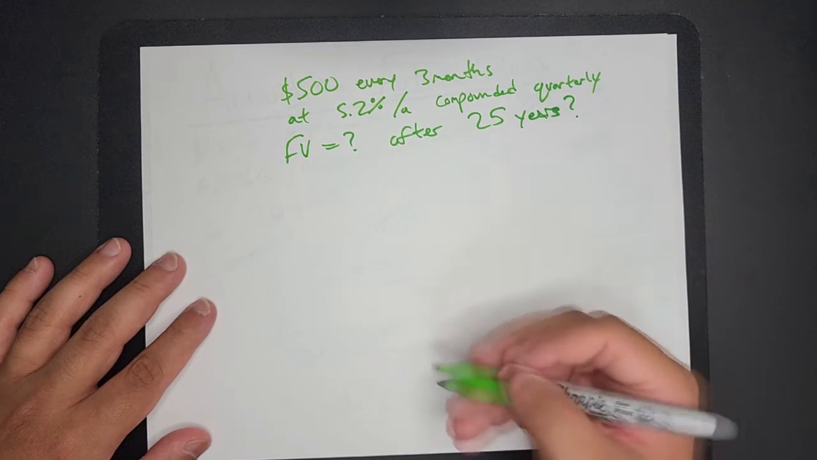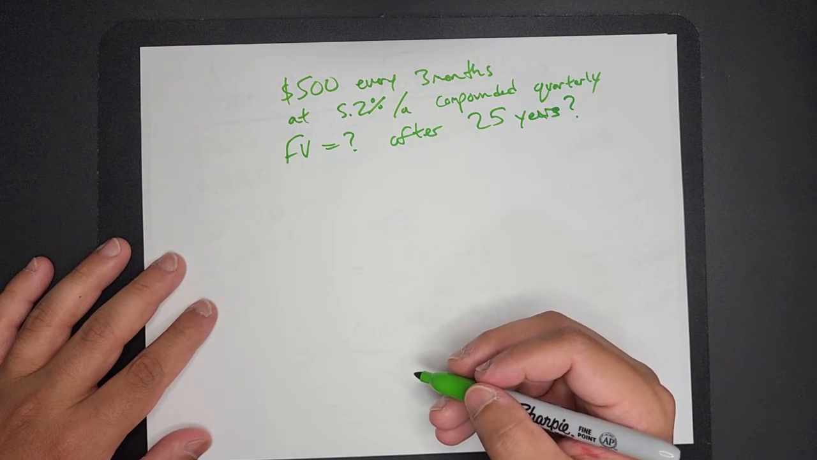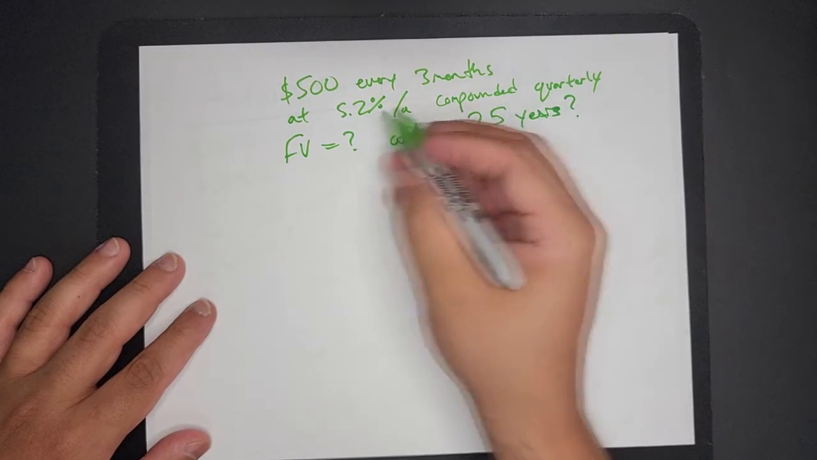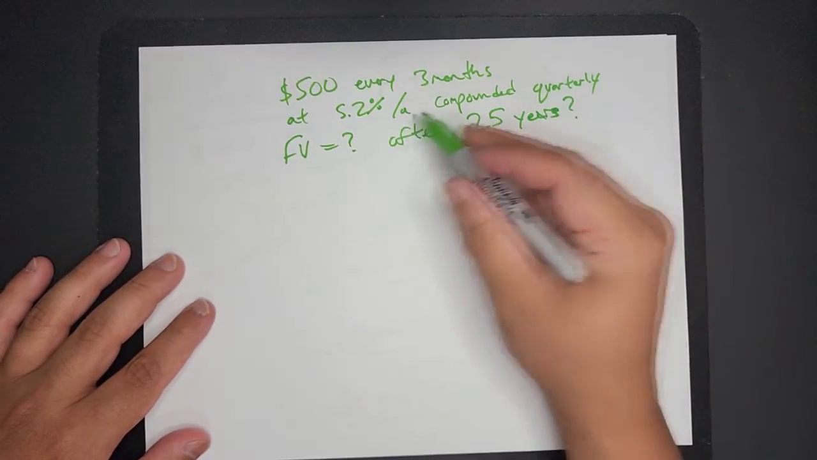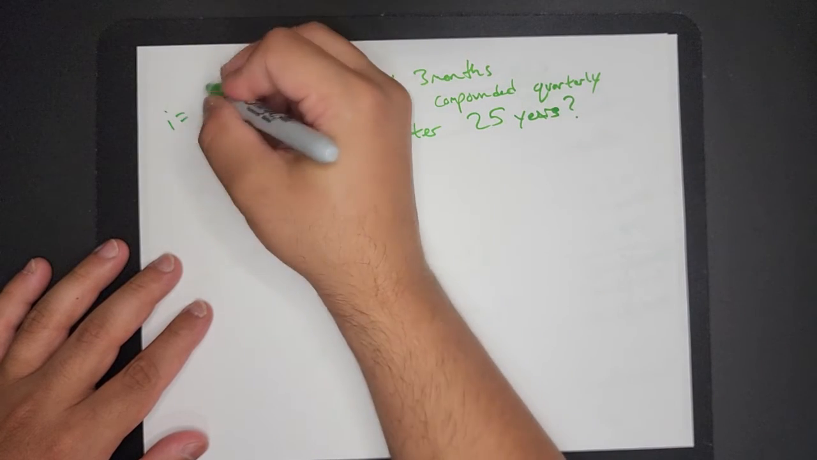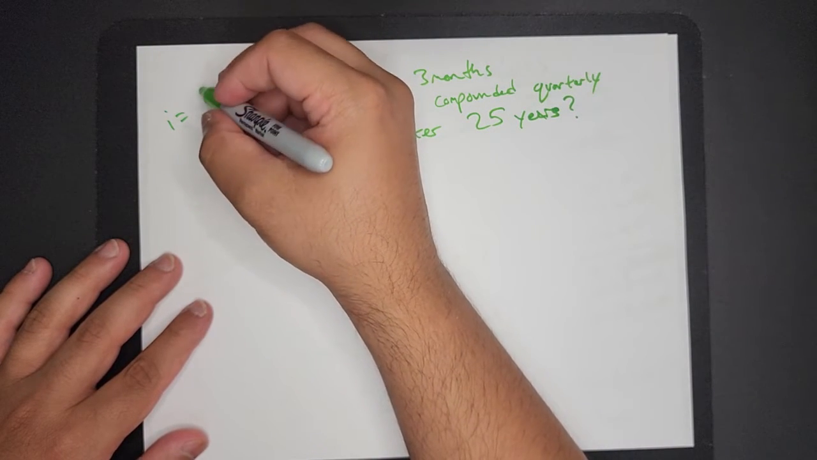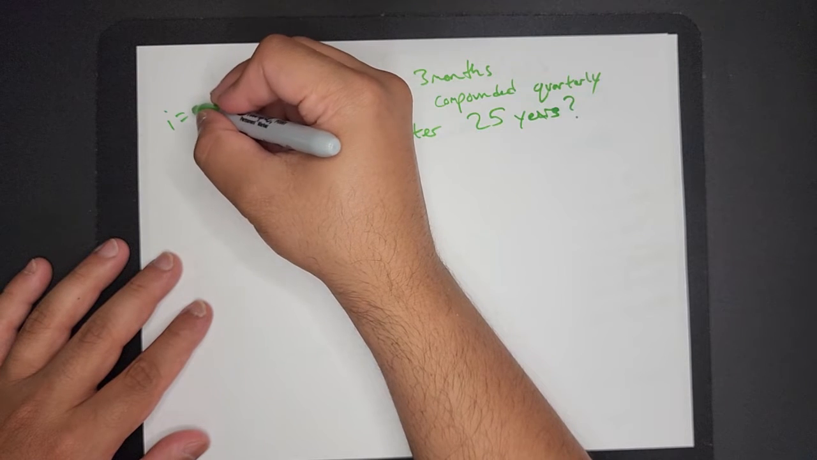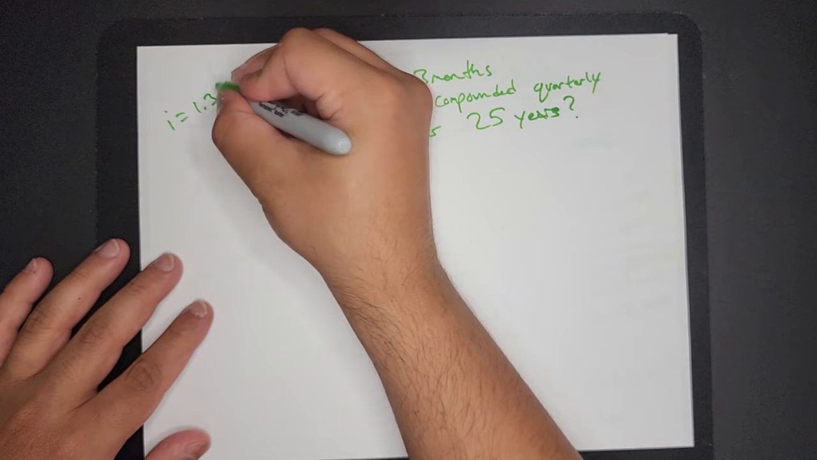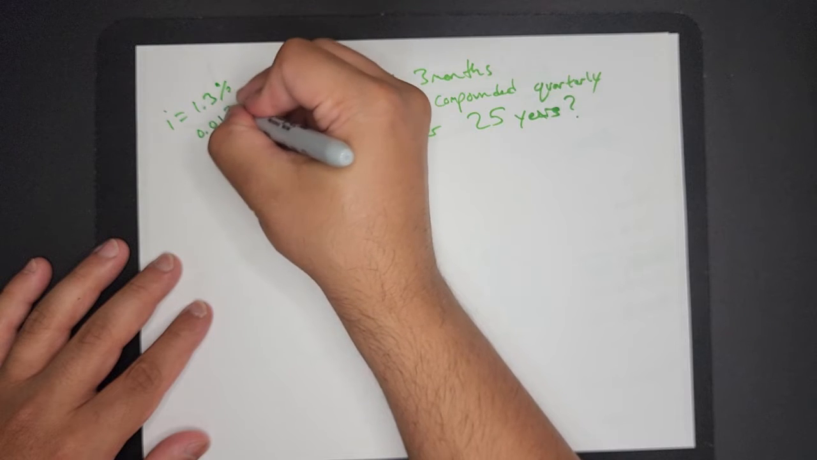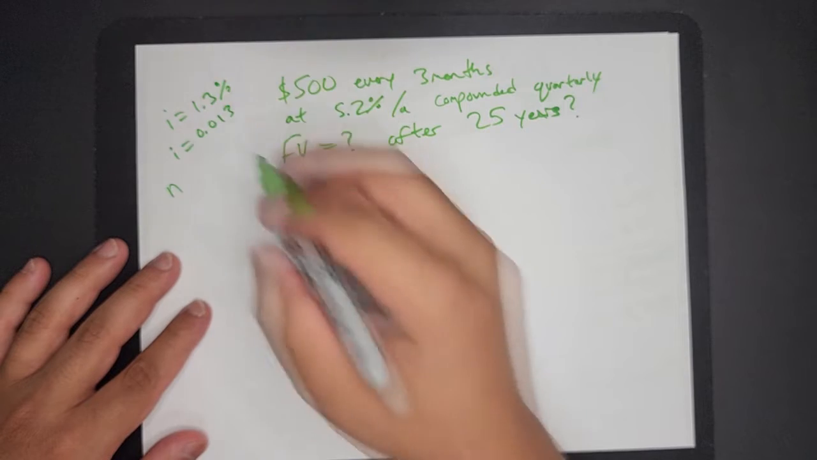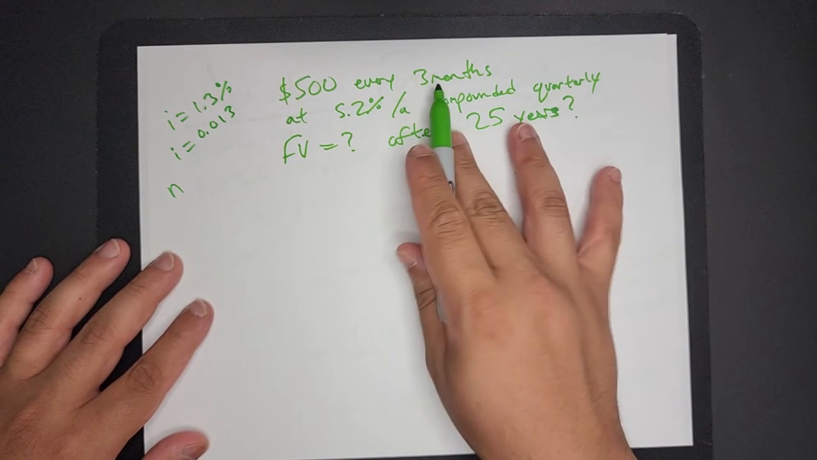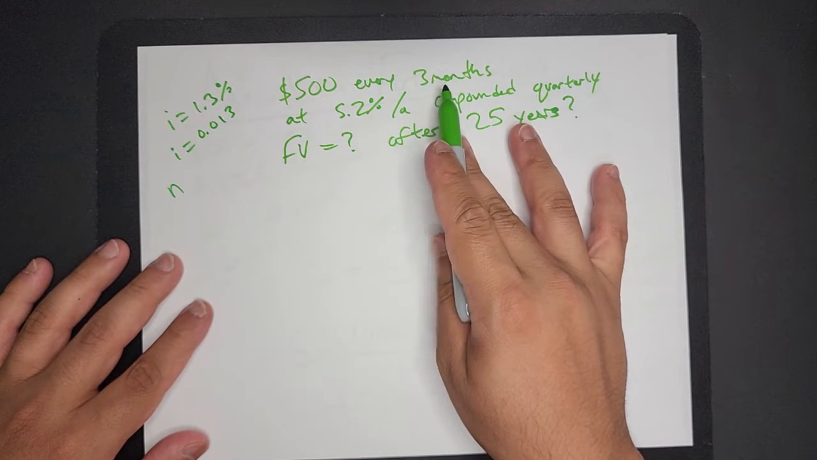So, again, let's start by calculating the interest rate per quarter. 5.2% is per year. Per quarter, her interest rate is going to be 5.2 divided by 4, 1.3, so 0.013. And the term is actually going to be every 3 months. Quarterly.